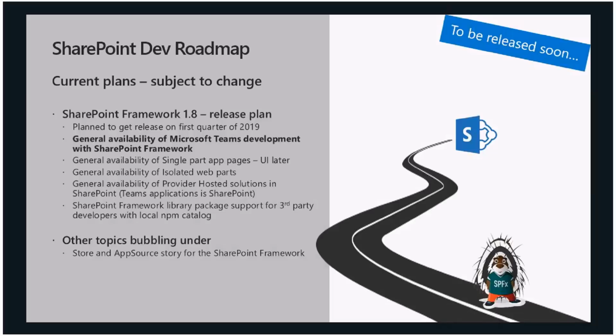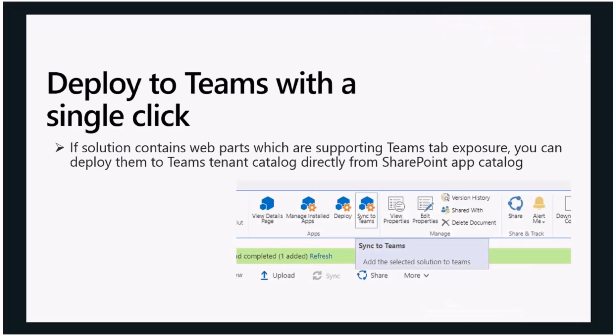And then the SharePoint Framework library package support is coming as part of the 1.8 release. It will be through a local NPM catalog. I'm trying to explain what it means in practice in the upcoming slides as well. So let me go to the following slide. I'll pinpoint some things which you probably haven't seen in the past calls because we haven't talked about this yet. But now that we're getting closer and closer to the release, this will explain how the system will actually work.